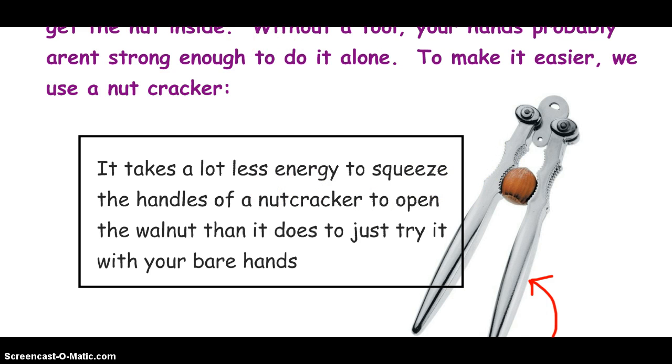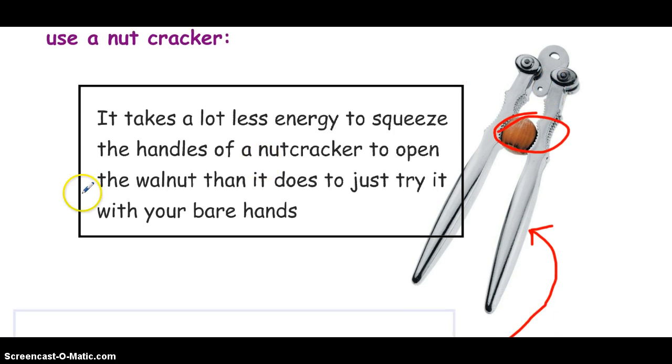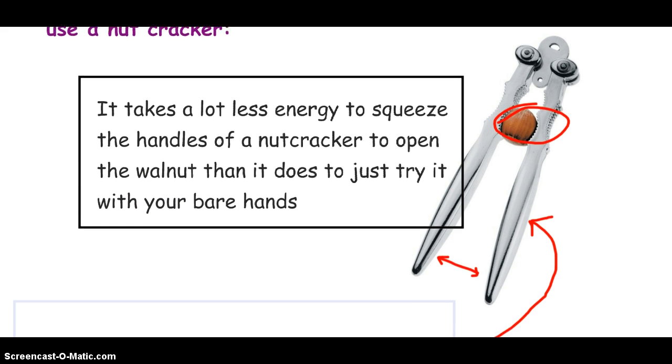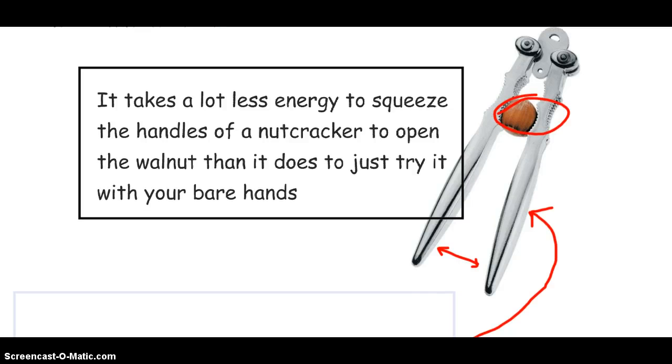So you put this nut in the right place, just situate it in the nutcracker, and then when you squeeze the handles, it takes a lot less energy for your hands to squeeze the handles to crack that shell than it does to try to crack that shell with your own bare hands, right? I think that's pretty logical. So it takes a lot less energy. That's lowering the activation energy to crack open that shell, kind of like lowering the activation energy to break a bond or form a bond.